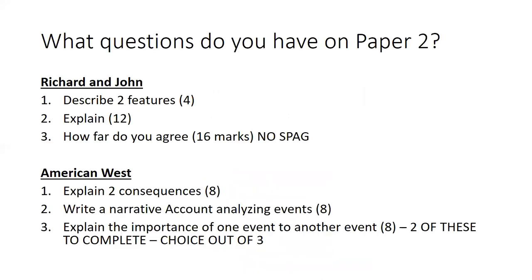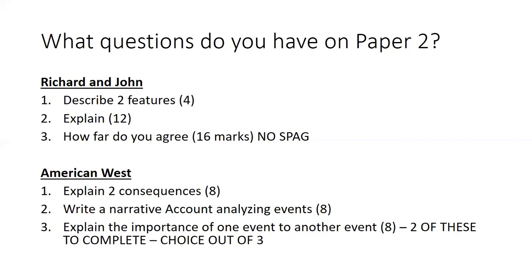So what questions do you have on paper 2? Now the good thing about Richard and John is that the questions you have on Richard and John are questions that you have done before. American West, on the other hand, there are some trigger words which we are used to explaining, but they are 3 exam questions that are very different. So the Richard and John one's very easy to go through, and I won't spend too long on that because the paper 1 PowerPoint and the paper 1 YouTube presentation does the same thing.